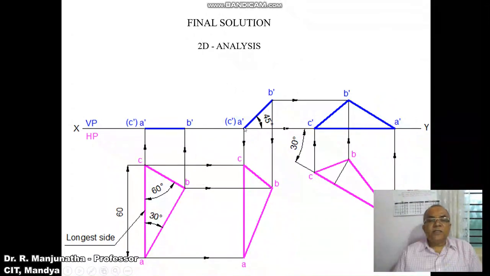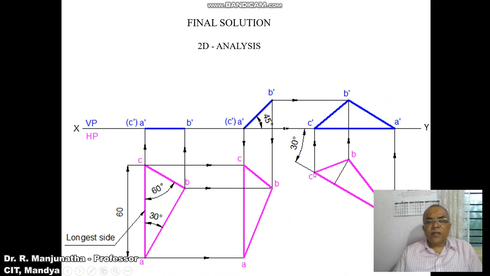Then as we know that since A dash C dash is parallel to HP, so AC is in true length in the second position top view, and also the given inclination is in true inclination. So rewrite the second position top view so that it is rotated at an angle of 30 degrees. So first consider any point and draw a horizontal line here first.